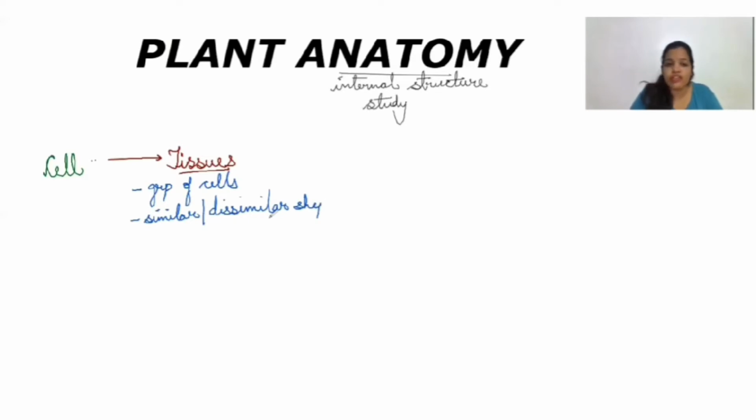Whose shape are we talking about? We are talking about the shape of the cell. Another point about tissues is that all these cells, whether they have the same shape or not, must be arising from a common origin, meaning they should be homologous. Clear? So the next point is common origin.